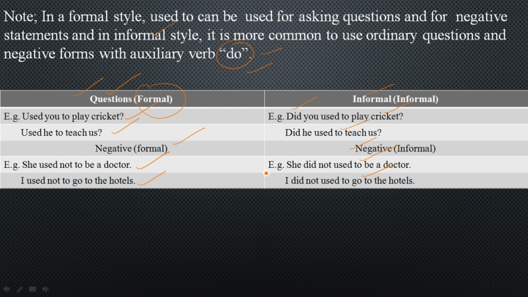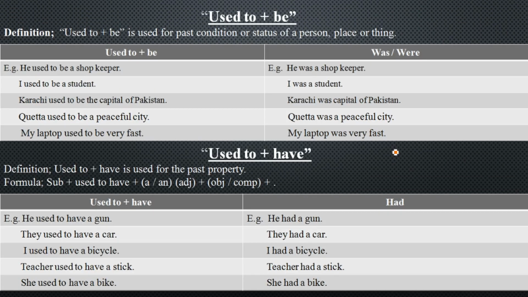So both are correct, but one is formal and one is informal, and the same is the case with the negative statements. Hope it is clear for you. And now we have got structures. I told you it can be used as a structure, then you will be using it with be, have, etc. In different places it will give different meanings.